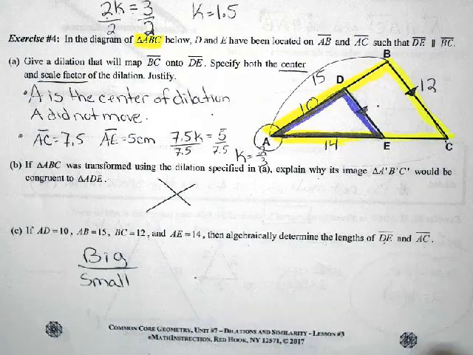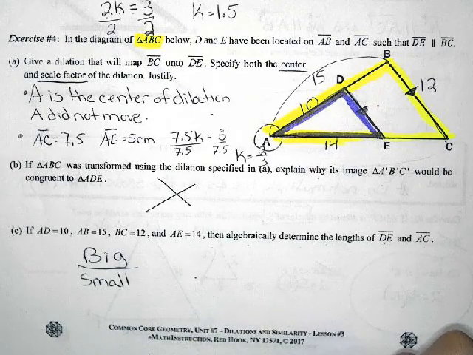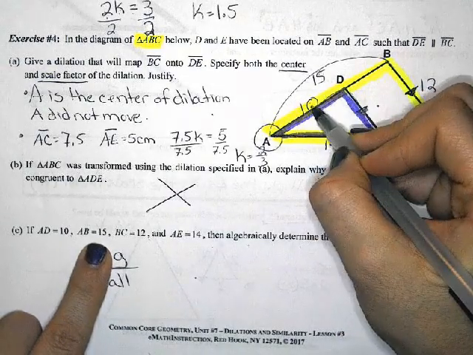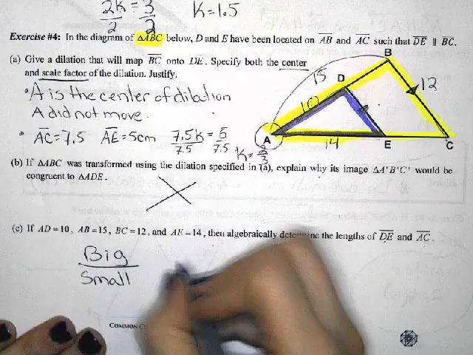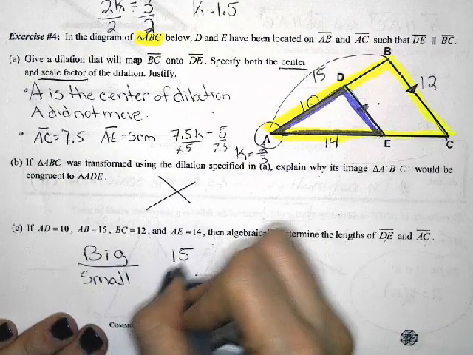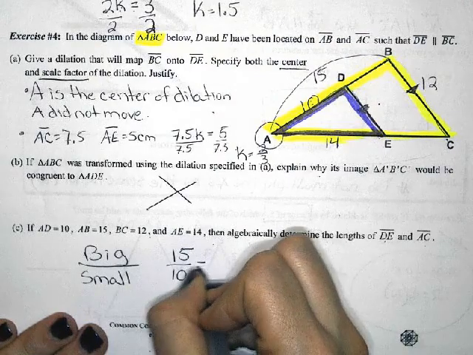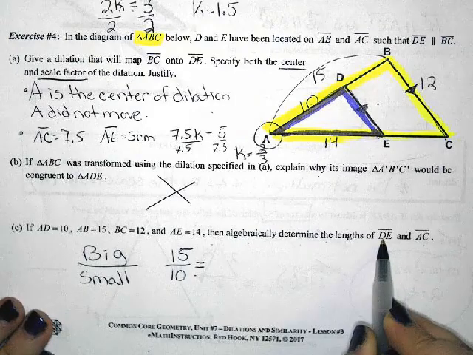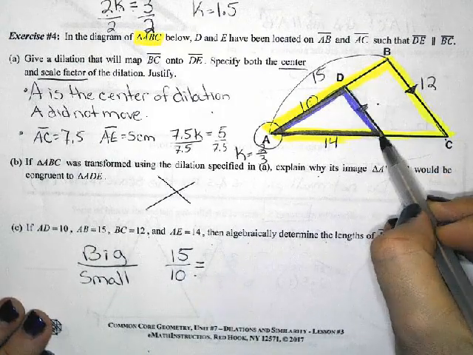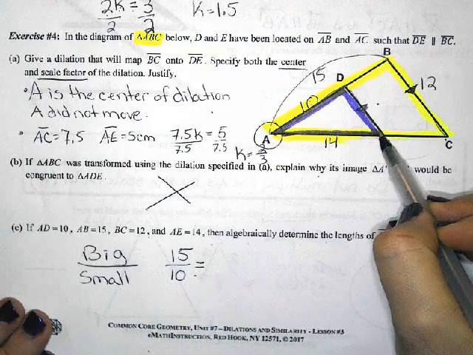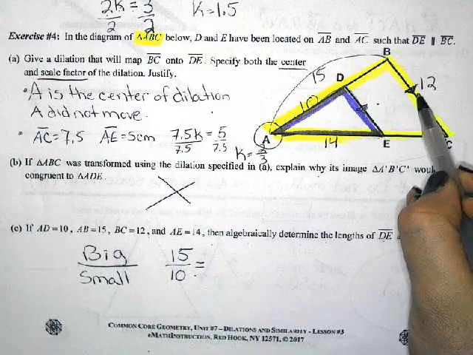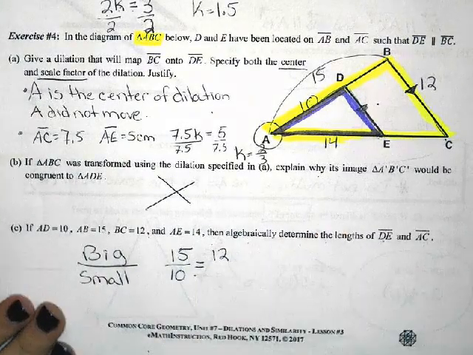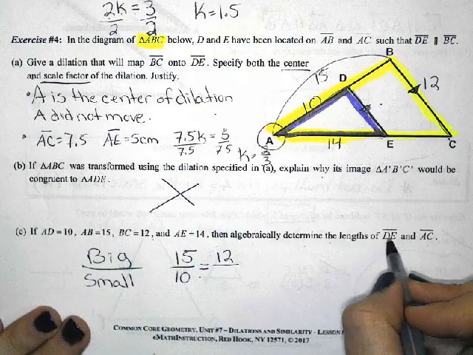When they give this many numbers to you, chances are you can set up a proportion. This side has both the numbers, so I'm going to use those numbers. Big over small. So I'm going to do 15 over 10 equals, and I'm going to look for DE, the first one they asked me for. DE is here. It's of the small triangle, and I need to find its matching side. There it is, 12 of the big triangle. So I'm going to put 12, the big triangle, over the matching side DE.